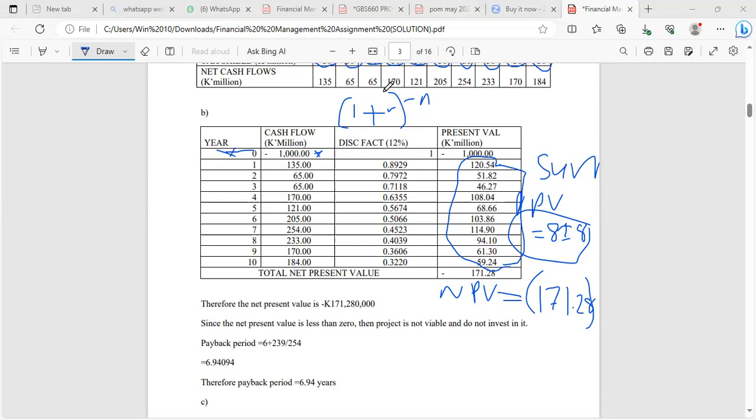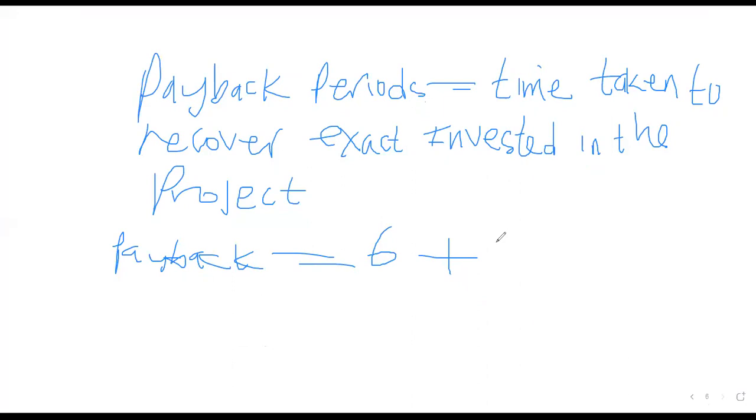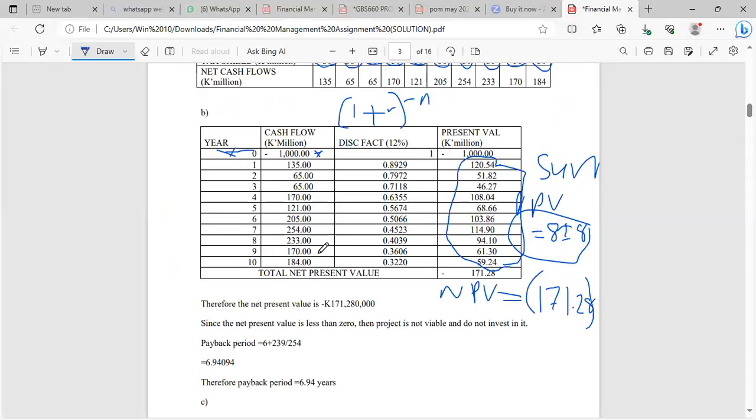All right, so we have gotten 761. The total is 761. So 1000 minus 761 over what we are remaining with. We can recover from year 7 of 254.